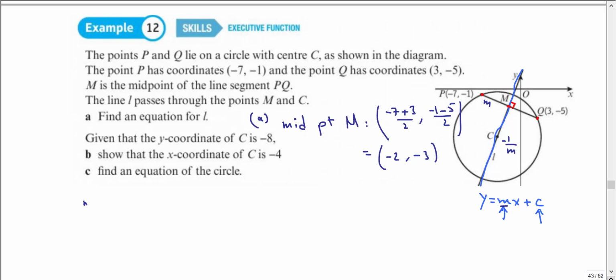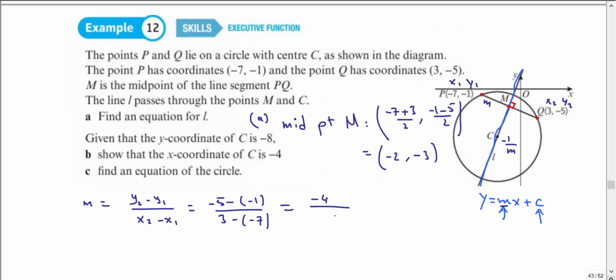Then find the gradient: y2 minus y1 over x2 minus x1. You can say this is x1, y1, and this is x2, y2. So this is -5 minus -1 over 3 minus -7. So that's -5 plus 1, that's -4, and 3 plus 7, that's 10. So the gradient will be, divide by 2, -2 over 5. Is there any problem here?